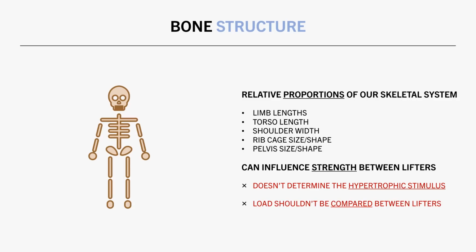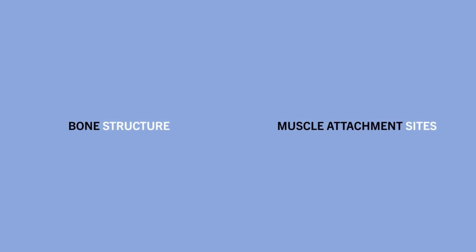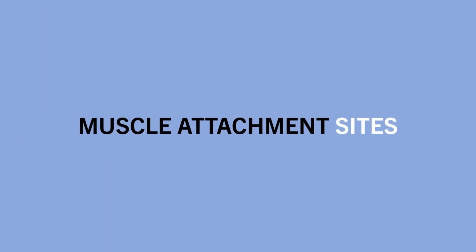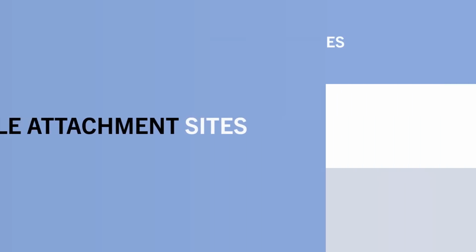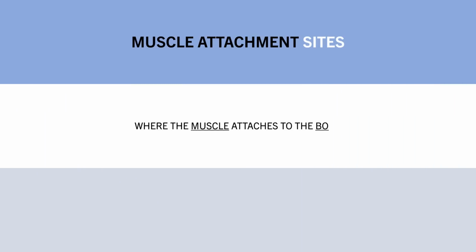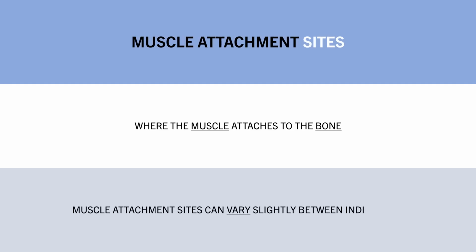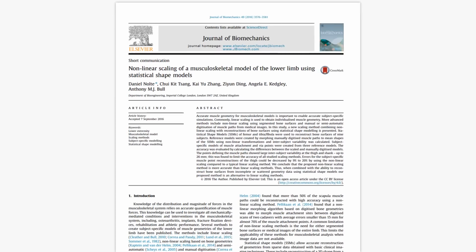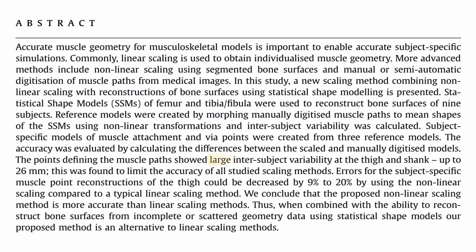And the other is the attachment sites of our muscles. This refers to where the muscle tendon attaches to the bone. Humans mostly have similar muscle attachment sites, although just like other characteristics, there is variability between individuals. For example, this study explored the variability in attachment sites on bones of the leg. It was found that muscle attachment sites varied by up to 26 millimeters between subjects, which is around 1 inch.